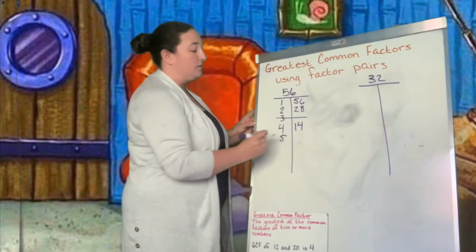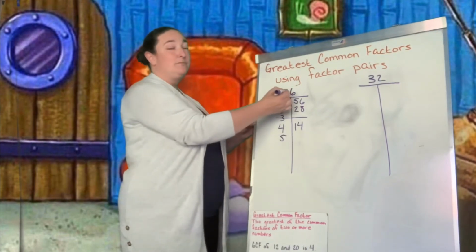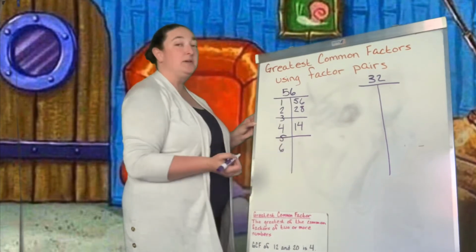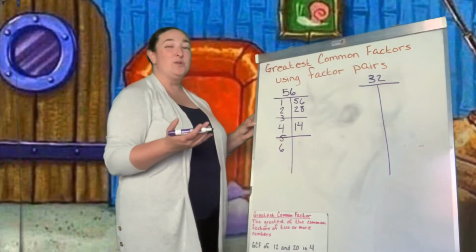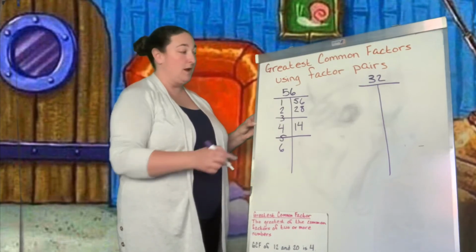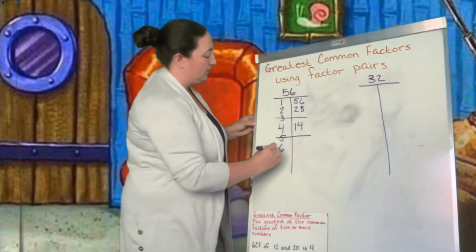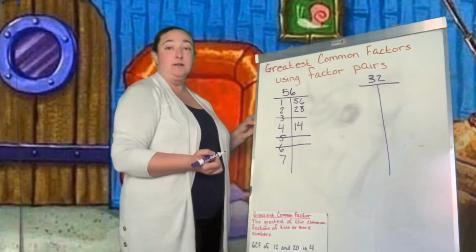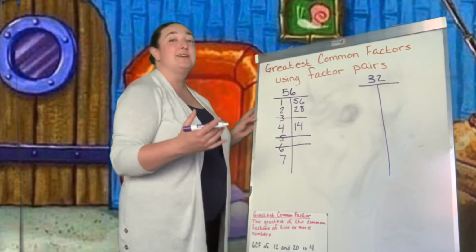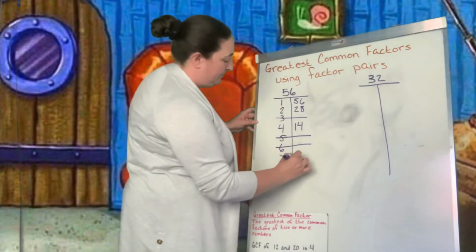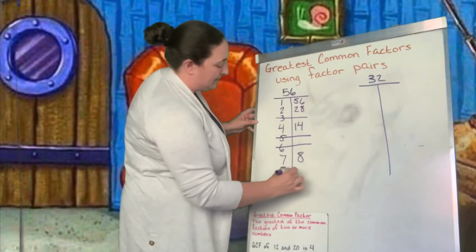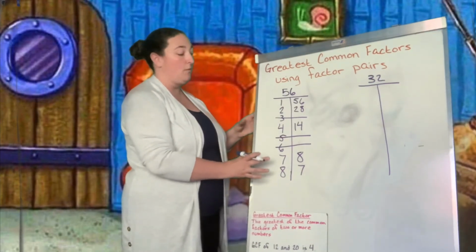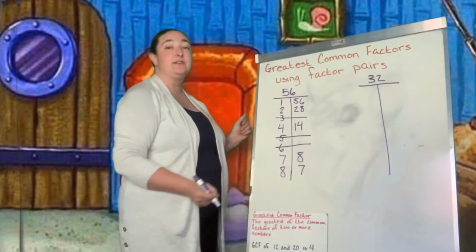Does 5 go into 56? Nope. Doesn't end in a 0 or a 5. Does 6 go into 56? Well, I know that 9 times 6 is 54, and that's too close, so 6 can't go into it. Does 7 go into 56? Yep, basic fluency, I know that 7 times 8 is 56. And that means that 8 times 7 is 56. There's my repeated pair. All right, I'm done with my list for 56.